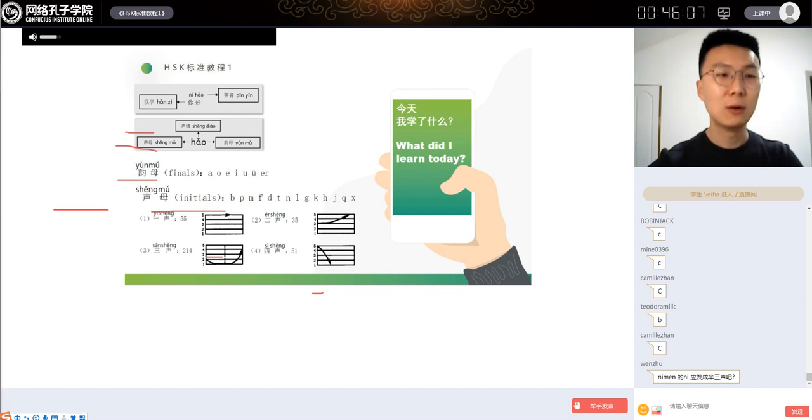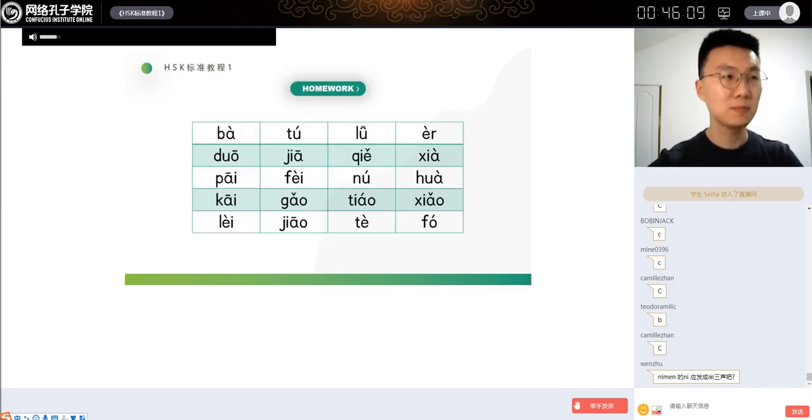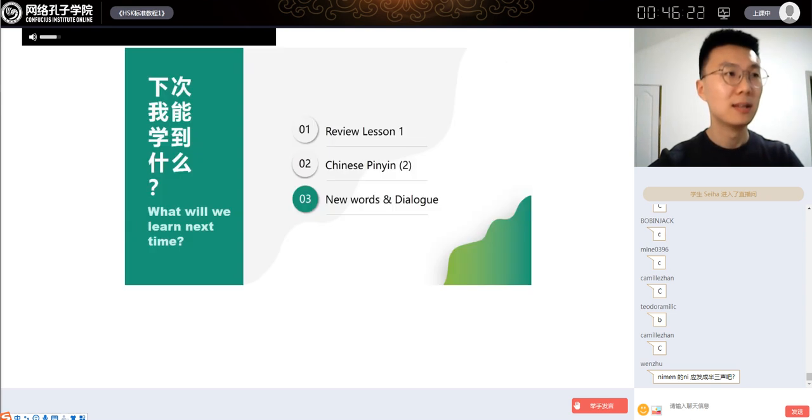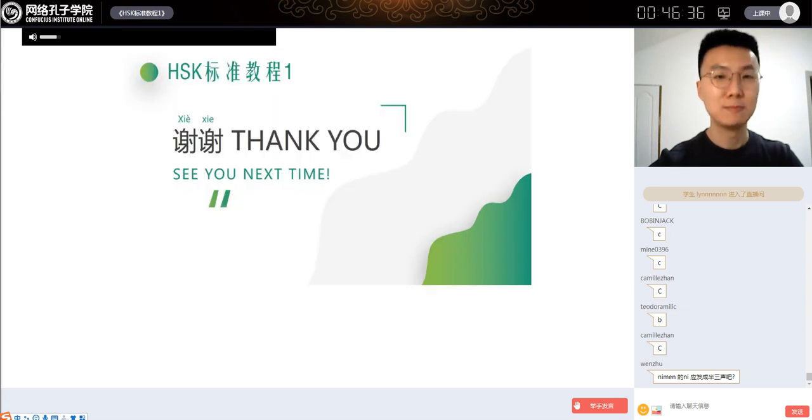Okay, these are what we learned today. Let's look at this. Can I give you some homework? Please try to read all these syllables as your homework. I will check it next time. Next class, we will review lesson one, and we will learn more Chinese pinyin. And we will learn some new words and dialogue. See you next time. Looking forward to seeing you in my next class.